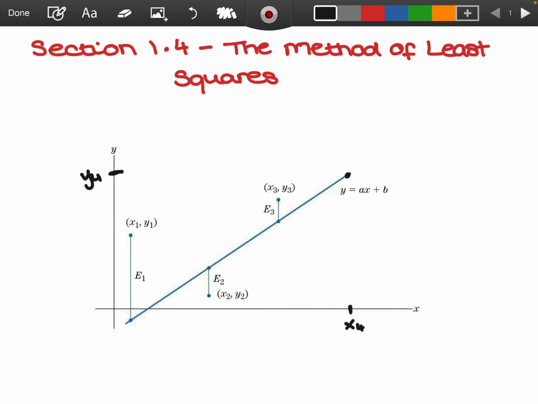Obviously, the purpose of a line of best fit is that we want to make sure these errors are as small as possible, so they're as close to as many points as we can possibly get. That's the purpose of a line of best fit, because that will give us the best approximation for a future data point if we were to predict it.